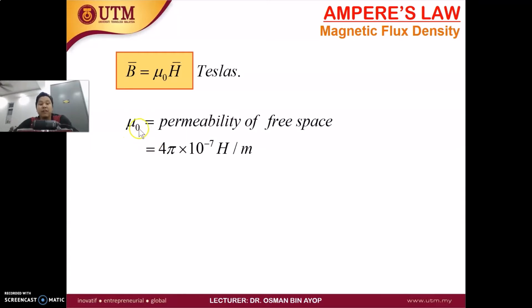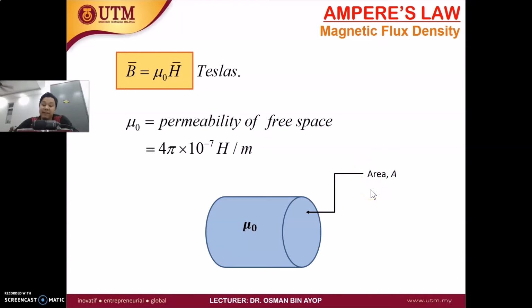So the mu naught here refers to the permeability of free space, equal to 4 pi multiplied by 10 power of minus 7 Henry per meter. In your calculation, the mu naught is a constant given. No need to memorize.